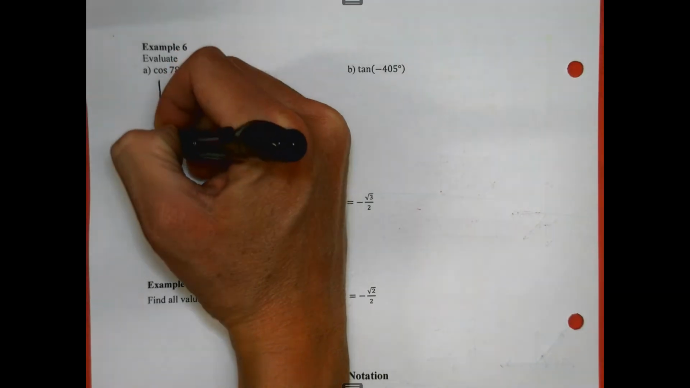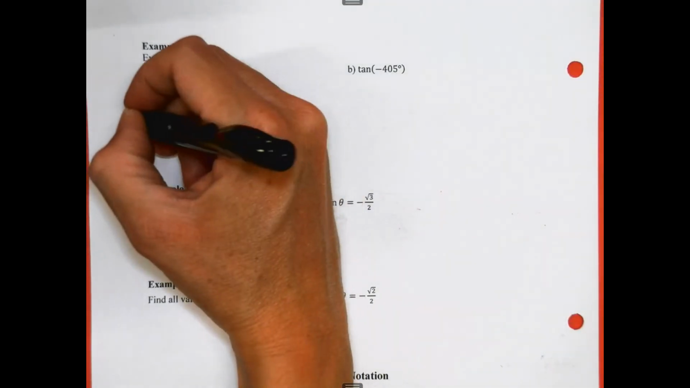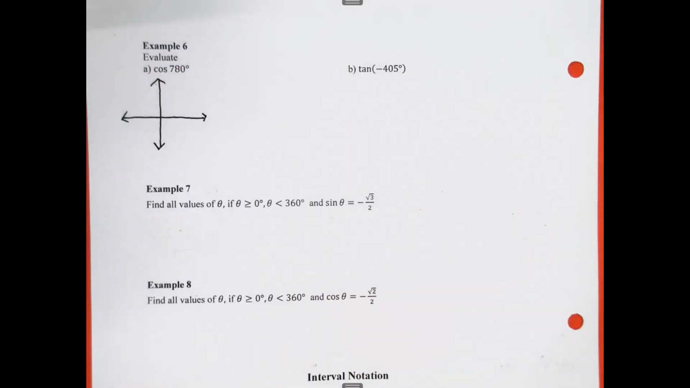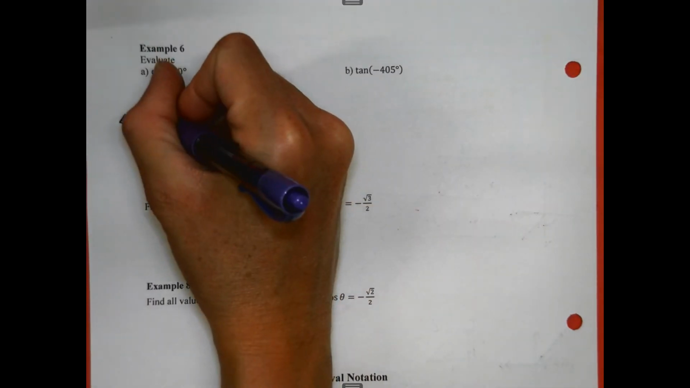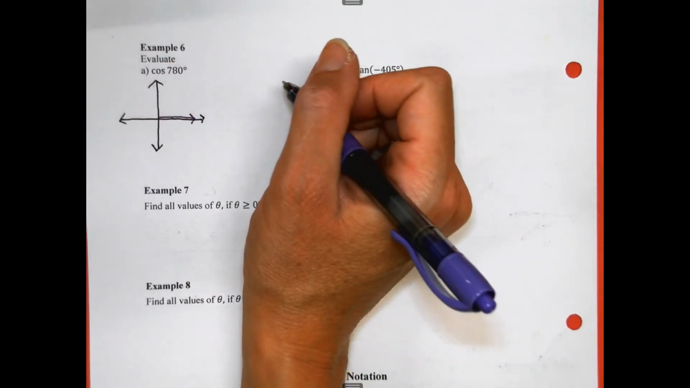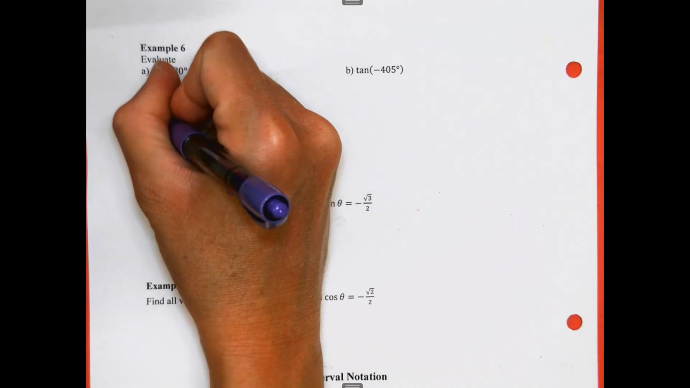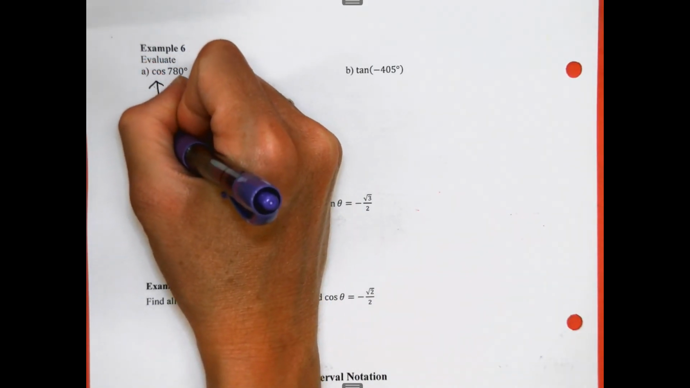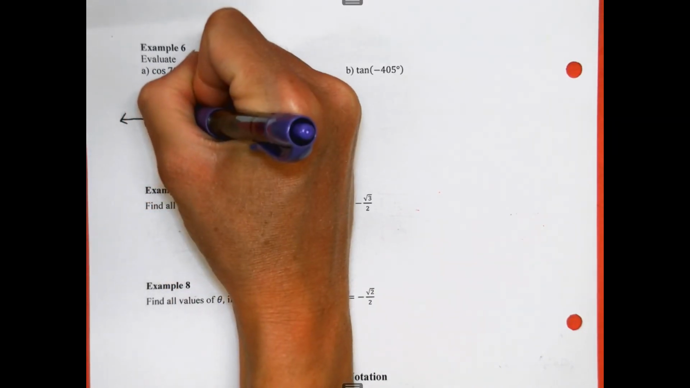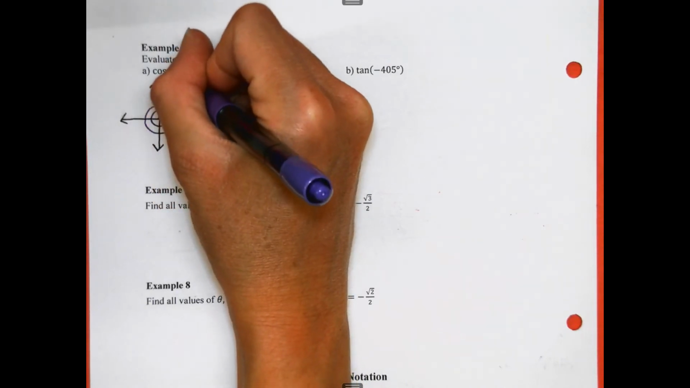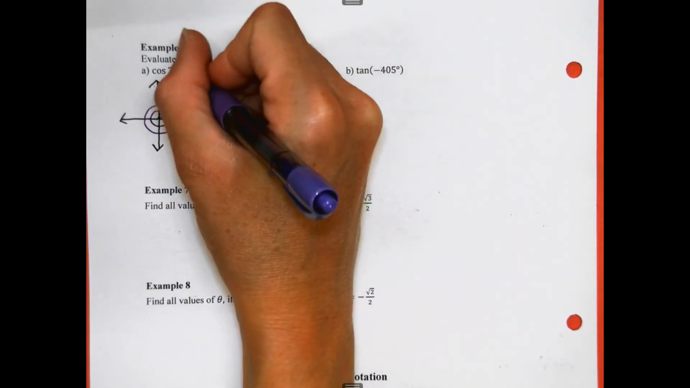Example number 6. Evaluate the cosine of 780 degrees. Now we are going to be going more than one full rotation. This angle starts on the positive x-axis. It rotates counterclockwise. It goes one time around for 360 degrees. A second time around, we get to 720. And then we have to go another 60 degrees to get to our angle.